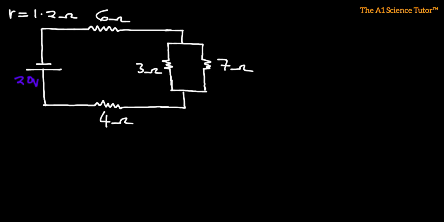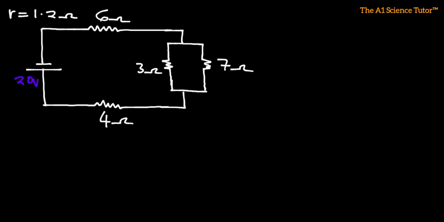In this problem, we are required to find the net current that is actually released into this circuit. We are also required to find the individual currents that will pass through the 3 ohm resistor as well as the 7 ohm resistor. We are also required to find out what will be the loss volt as well as the terminal voltage within this DC circuit.